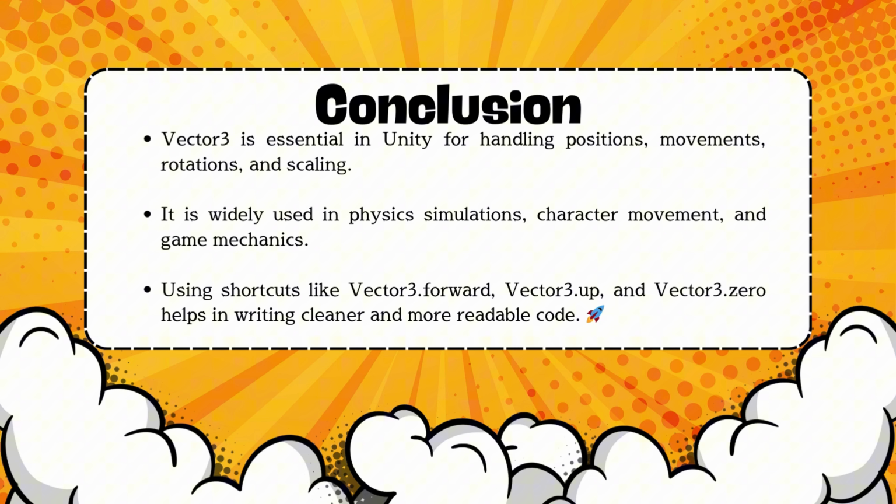Conclusion: Vector3 is essential in Unity for handling positions, movements, rotations, and scaling. It is widely used in physics simulations, character movement, and game mechanics. Using shortcuts like Vector3.forward, Vector3.up, and Vector3.zero helps in writing cleaner and more readable code.